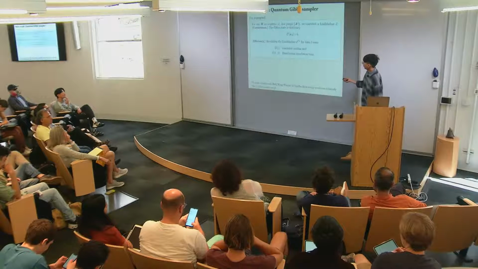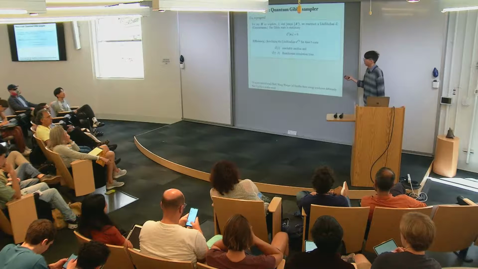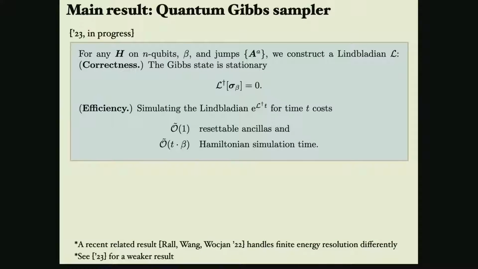Right, and go on to the second condition, which is that you can efficiently simulate the Lindbladian, and here is the cost. It only takes very few resettable ancillas, and a Hamiltonian simulation time that scales with T and beta. So let's try to understand what this means. It only needs very few ancillas, which means that you can replace a whole big bath by a few things that you can control. That's what this algorithm achieves. And this Hamiltonian simulation time scaling in T and beta, we think it's essentially optimal, because individually it's optimal for either T or beta. And it seems very hard to get beyond this product.